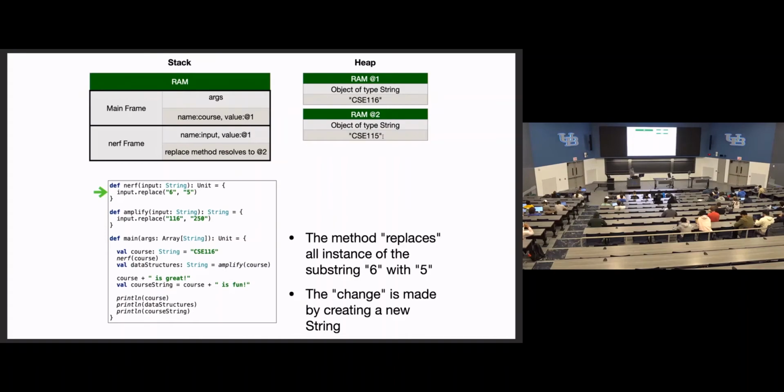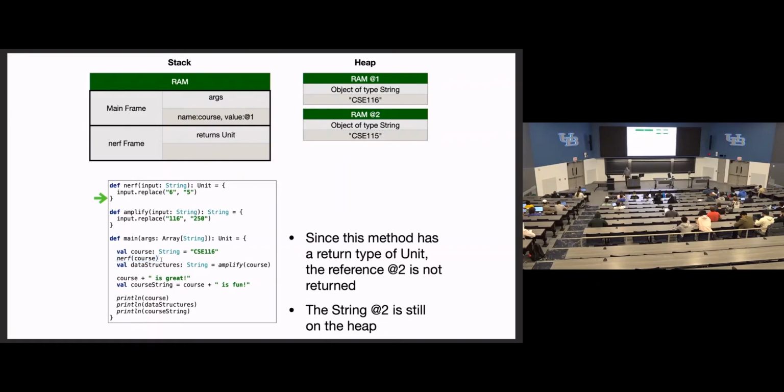Because the string is immutable, when you call this method, you're creating another object on the heap with the change applied. And then in this case, since we're not returning anything, we have return type unit, and we don't reassign anything, guess what happens to that CSE 115 string? Nothing. We don't get to see that change. Our code effectively can't ever access that string. And in fact, it'd actually get garbage collected in this case. It's something we don't really talk about in this course, but this will get garbage collected because we can no longer access this object. So we return unit.